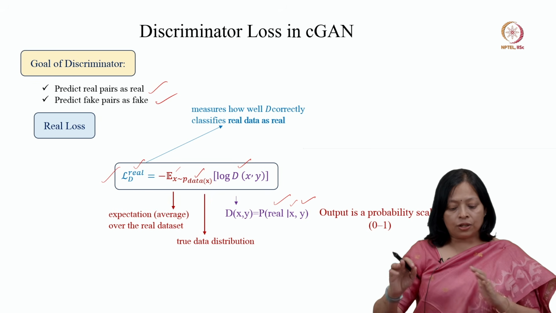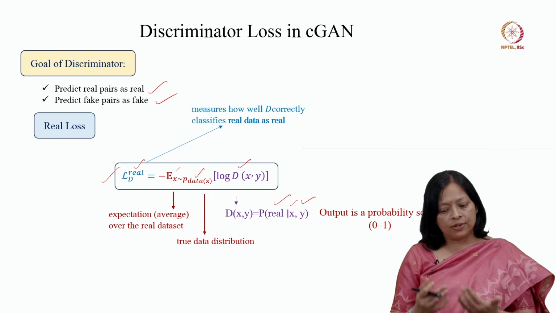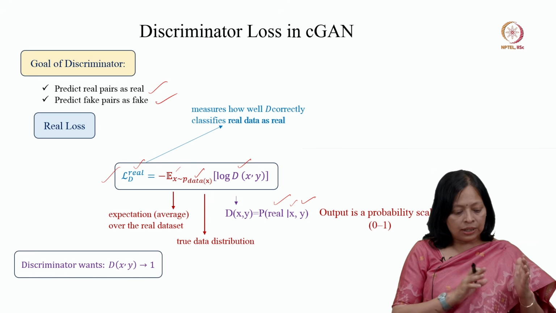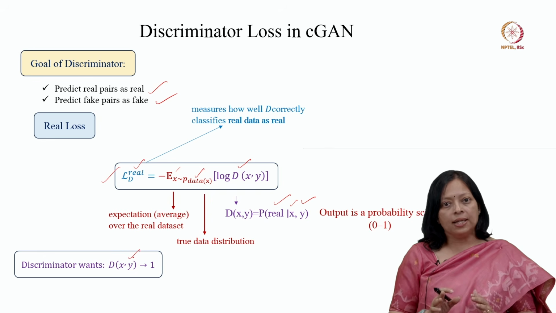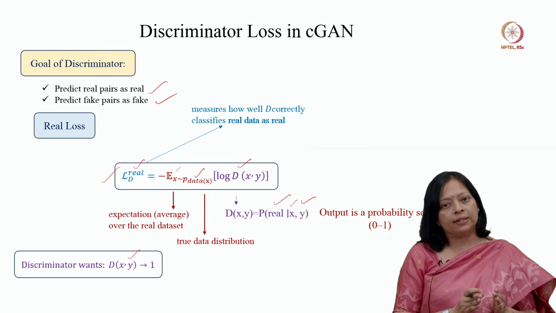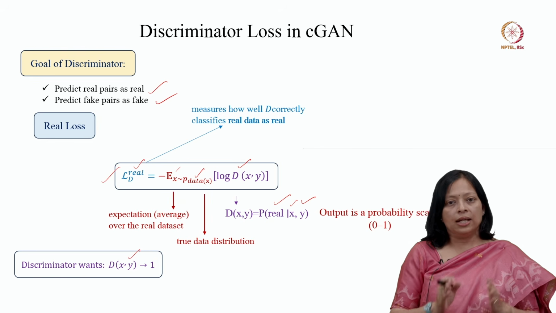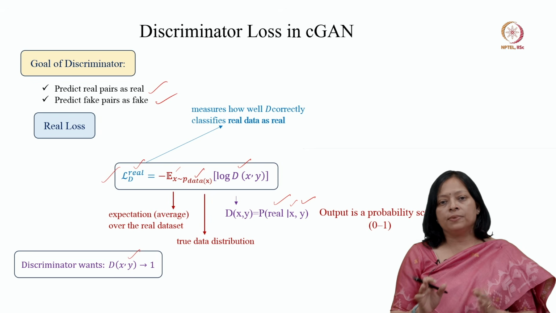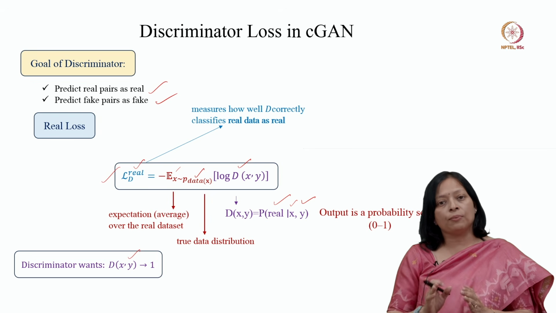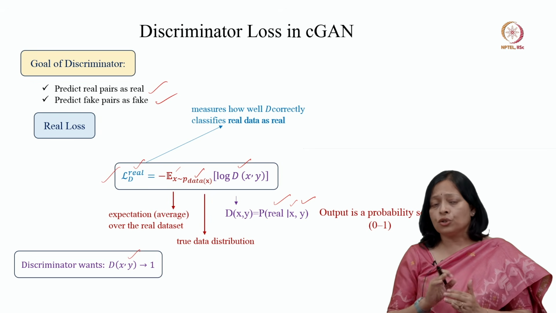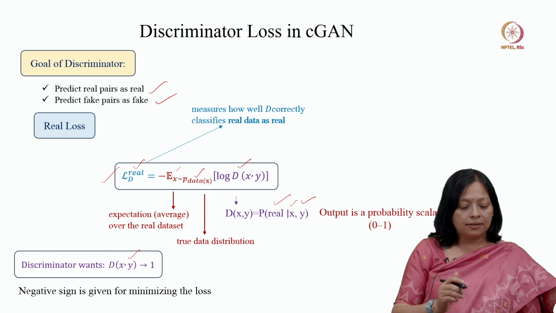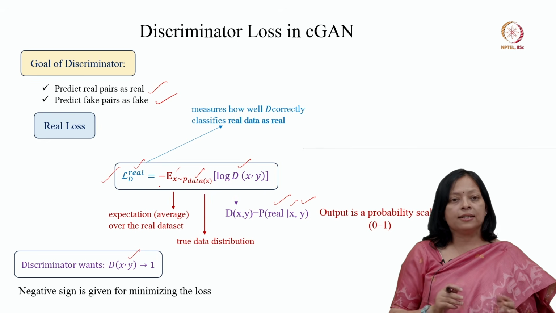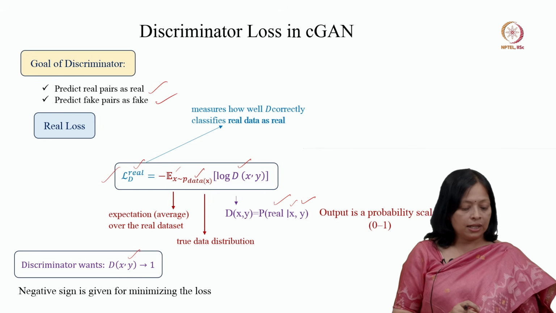Okay. So, this D(x,y) gives a probability score, as I was telling, which can vary between 0 and 1. Now, the discriminator wants D(x,y) to be 1. Why? Because x is the real image, y is the condition. So, for a real image, the probability score given by the discriminator should be tending to 1. Okay. And if we see, the negative sign is given for minimizing the loss.